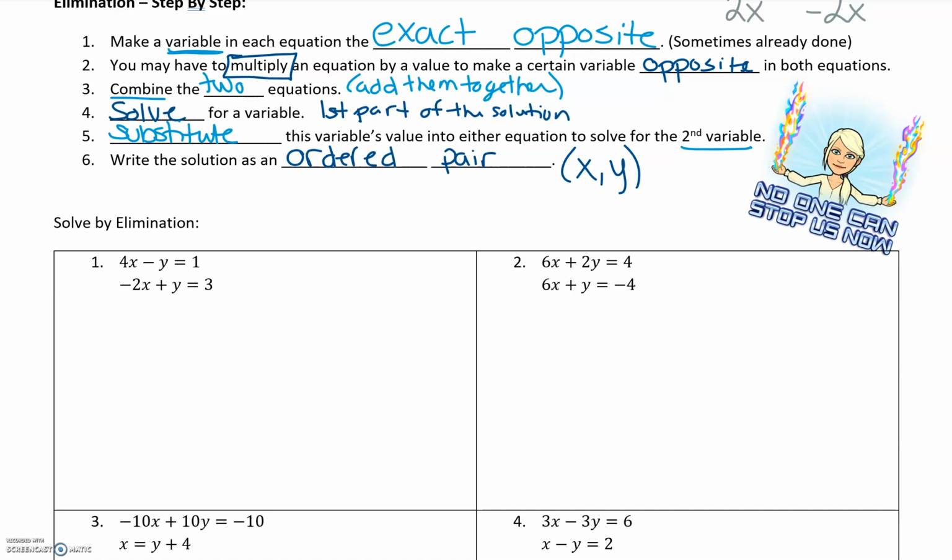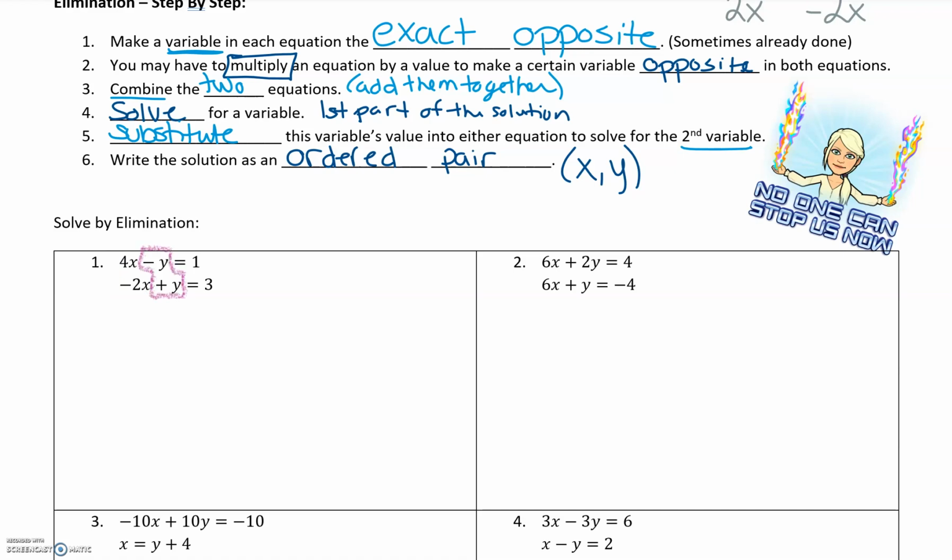So number 1, we have the system that says 4x minus y equals 1, and then negative 2x plus y equals 3. It's a system because there's more than one equation, and we want to find where they intersect each other. What we want to do is look at step 1, which says make a variable in each equation the exact opposite. If we look at the variable x, we have a 4x and a negative 2x. Those are not opposites. If it was a 4x and a negative 4x, then that would be exact opposites. So let's look at the y's.